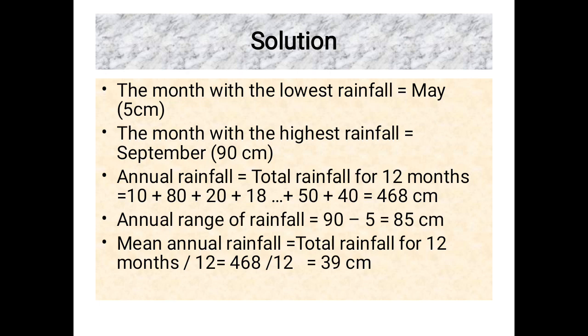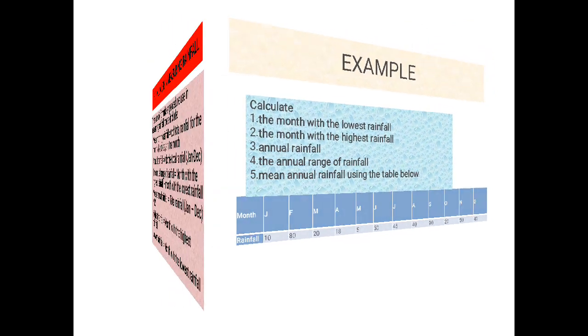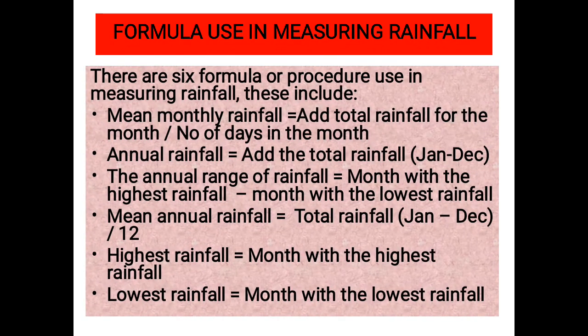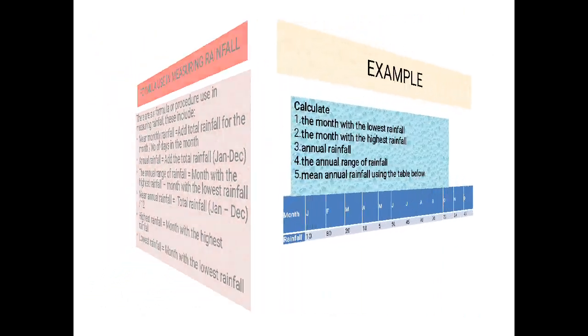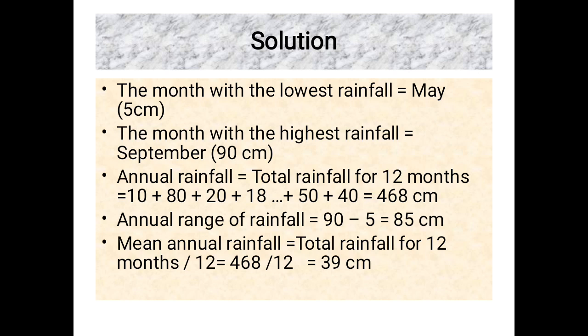So what is the instrument that is used in measuring rainfall? The rain gauge. Mind you, remember that the number one instrument that we use in measuring rainfall is the rain gauge. I hope you have understood how we do the calculation, and when next you come to class, we are going to continue from where we stopped.